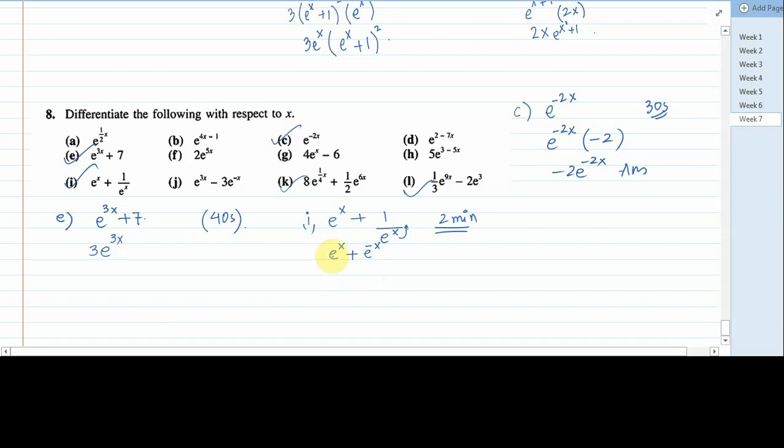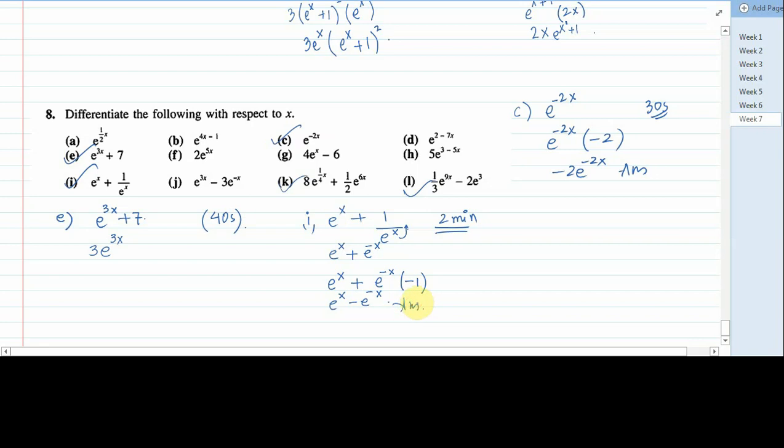So the derivative of e to the power x will be e to the power x, derivative of x is 1, plus the derivative of e to the power minus x, which is e to the power minus x, but this time the differentiation of minus x is minus 1. So your final answer will be e to the power x minus e to the power minus x. That is your final answer.